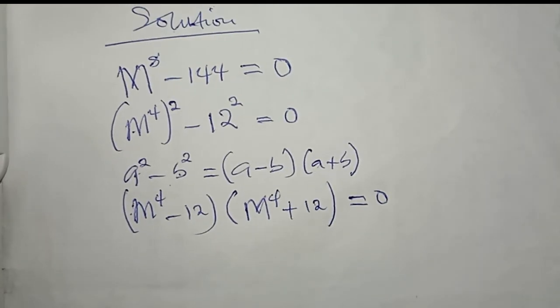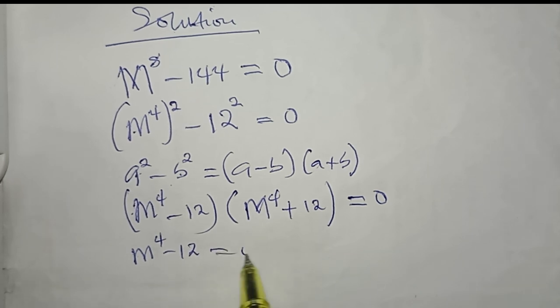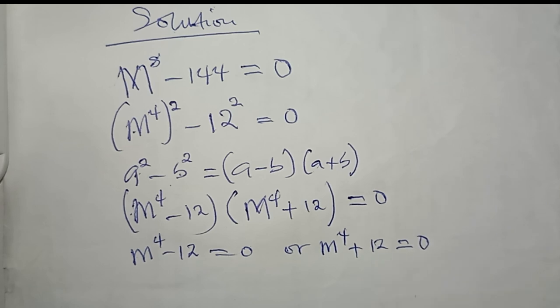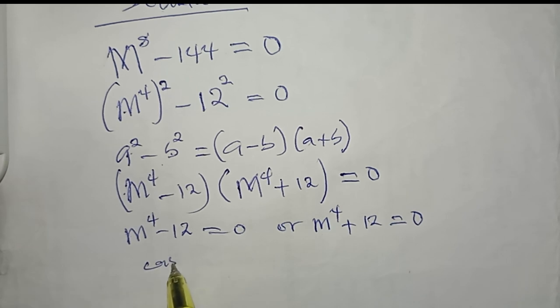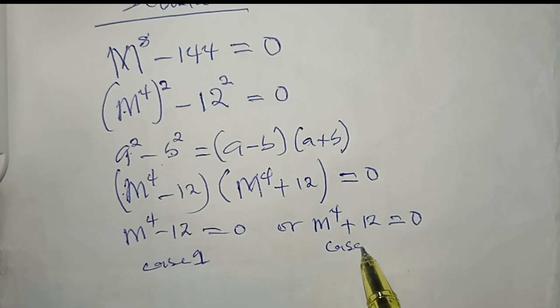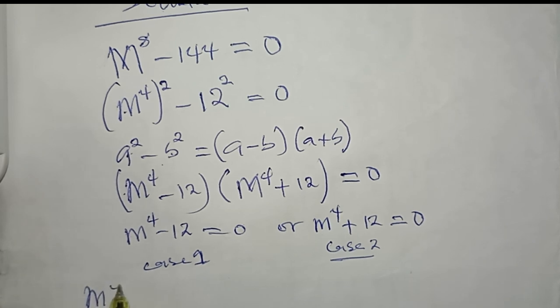Alright, so using the zero product rule, we have that m power 4 minus 12 is equal to 0, or m power 4 plus 12 is equal to 0. So next I'm actually going to be taking this. Let's say this is case 1. And of course, this will be case 2.